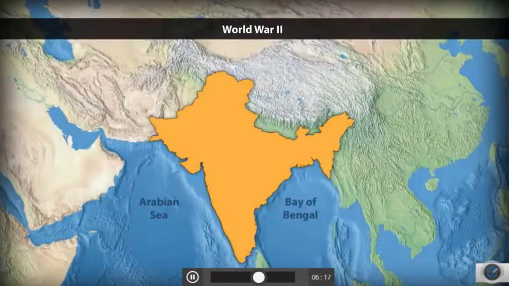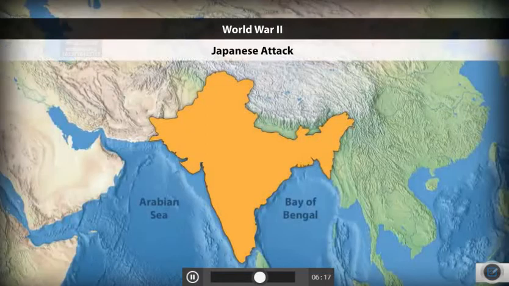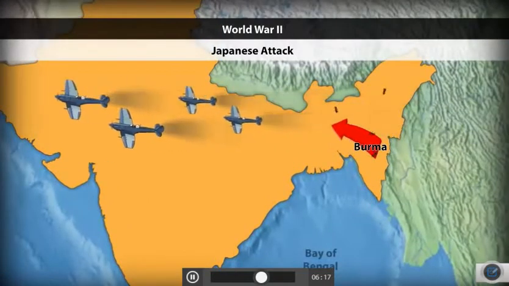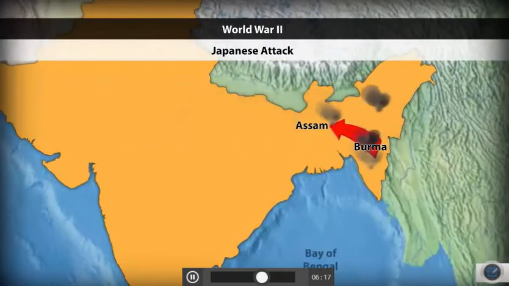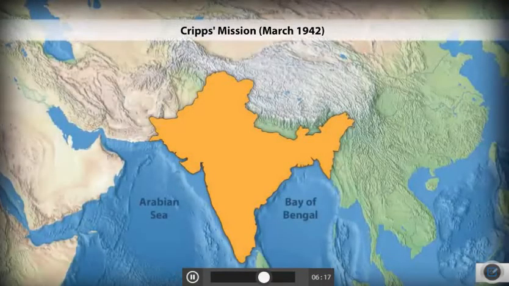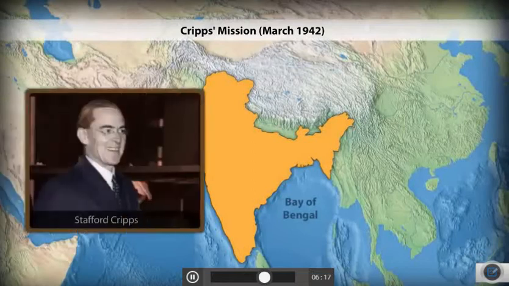By 1942, the war situation had worsened. Japan, who was fighting opposite Britain in the war, had attacked Burma and was marching towards Assam. It now became urgent for the British to solve the political crisis in India. In March 1942, the British government sent Sir Stafford Cripps, a member of the War Cabinet, to talk with the Indian political leaders and secure their support in Britain's war efforts.